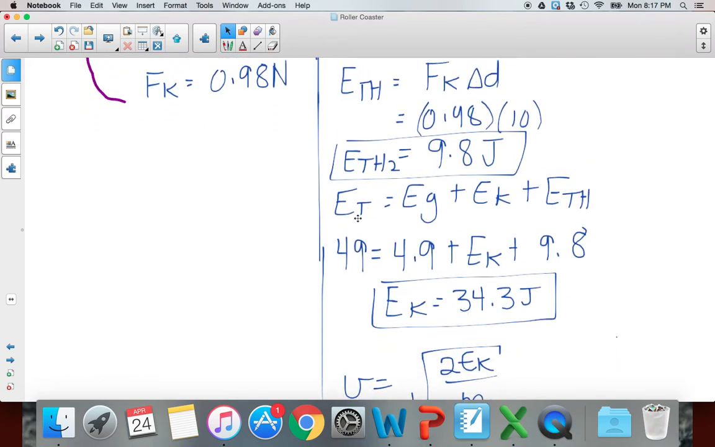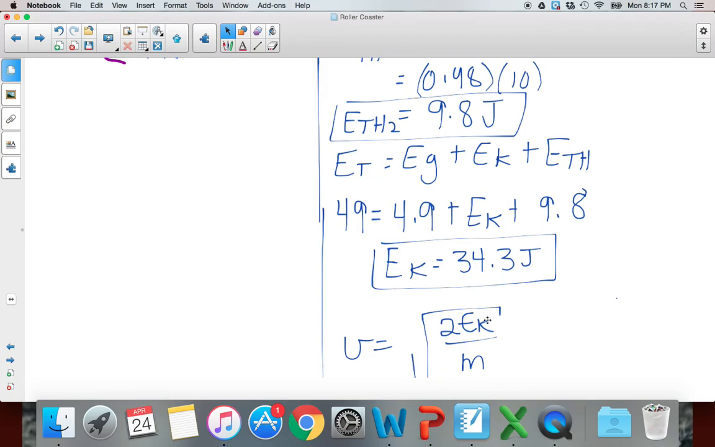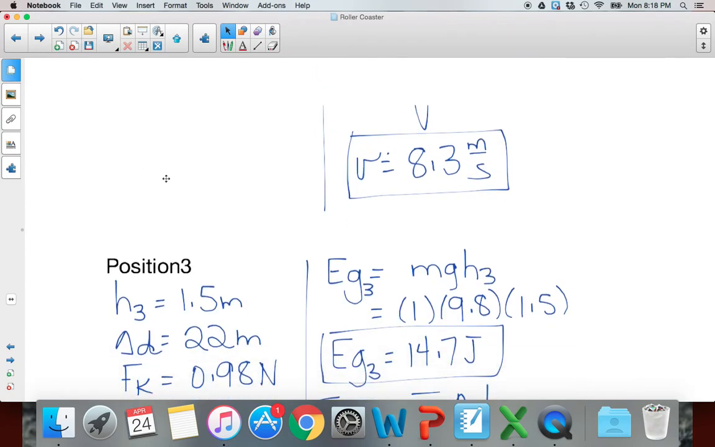Then we can find Ek by saying total energy is the sum of all the different types. We know the total, the gravitational, and the thermal, and Ek is the only thing we don't know, so we can solve for it. I'm sorry, I just want to keep going so the video is not too long, even though I know I'm probably going too fast, so please stop to write down. We can solve for Ek, and then to find speed, it's just the square root of 2 times Ek over m. I think my page got cut off, but that leaves us with 8.3 meters per second. Okay, so now let's go back to our bingo card.